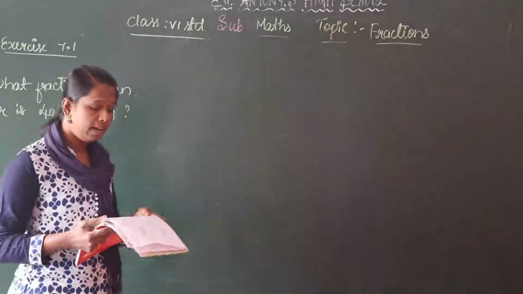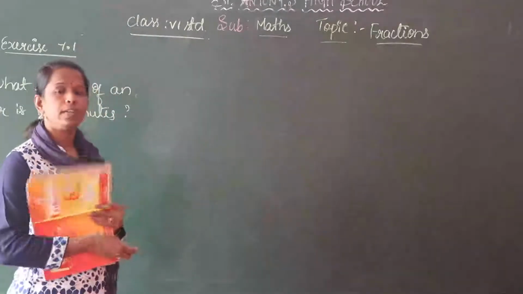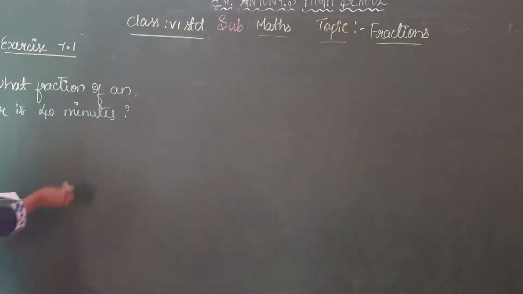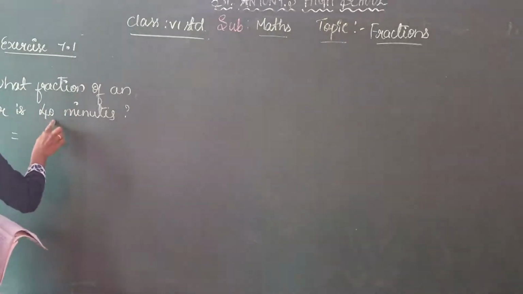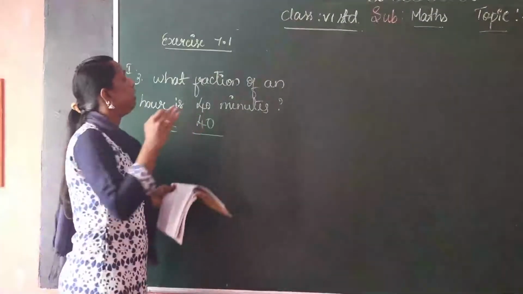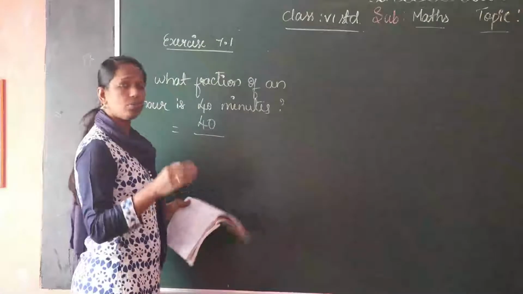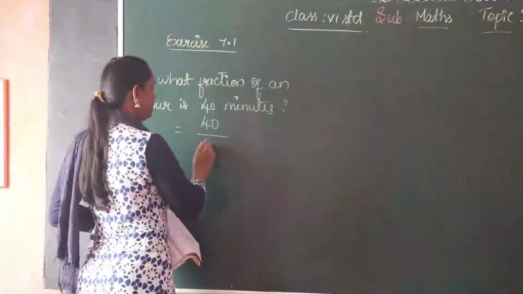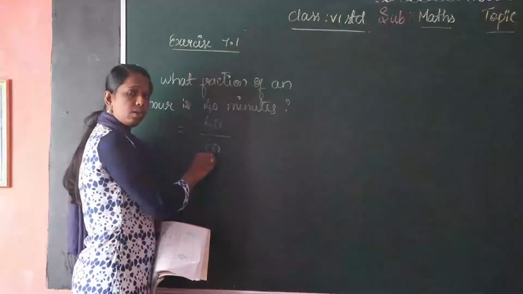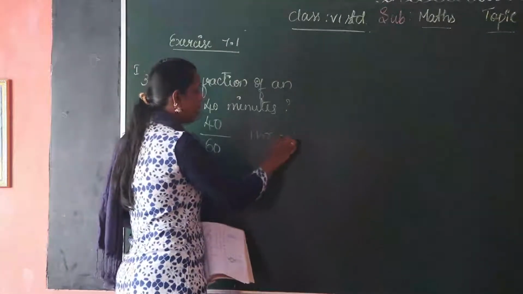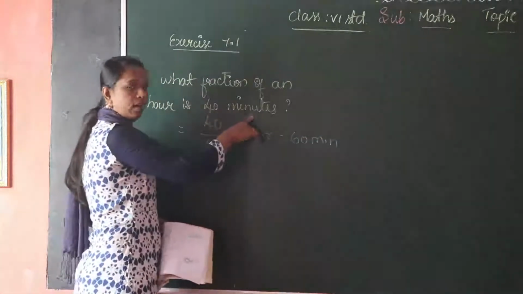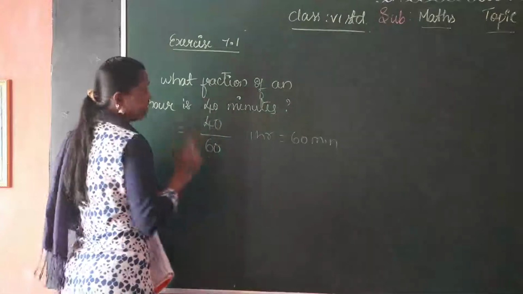What fraction of an hour is 40 minutes? Children, you know that 1 hour makes 60 minutes. Is it right? So the fraction of 1 hour for 40 minutes is 40 by 60. Clear? 40 by 60. 1 hour is equal to how much? 60 minutes. Minutes and 40 minutes are already there, so I will write here in terms of minutes.